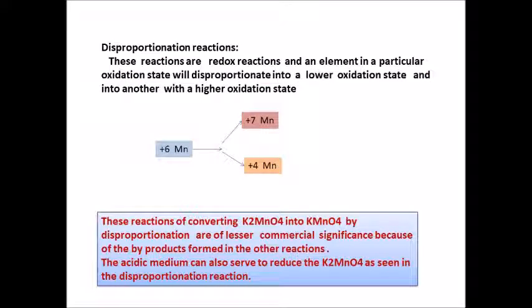Here we have explained that, in simple terms, an element in an intermediate oxidation state will undergo disproportionation into one with a higher oxidation state and another with a lower oxidation state than the one with which we started. These reactions of disproportionation are of less significance. Why? Because the byproducts formed are too many here and separation becomes difficult. That economy factor is also going to affect the production of KMnO4.